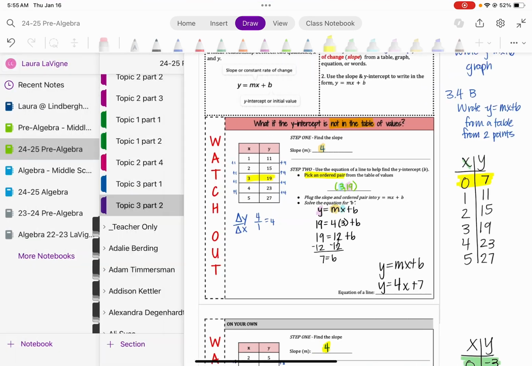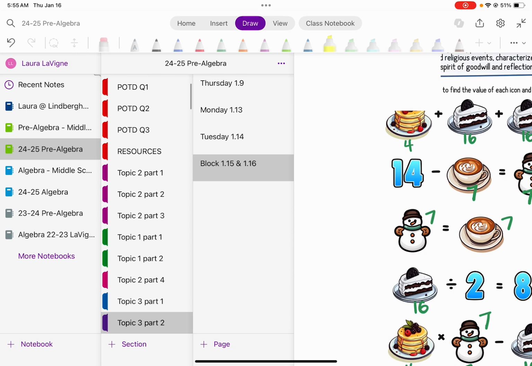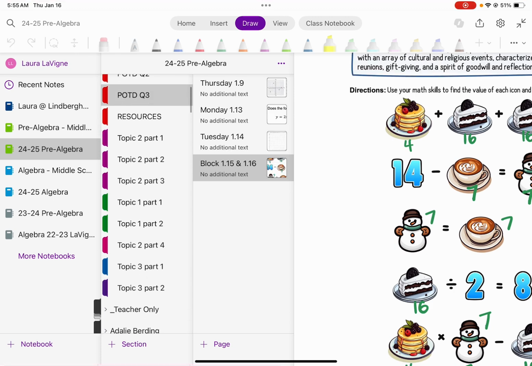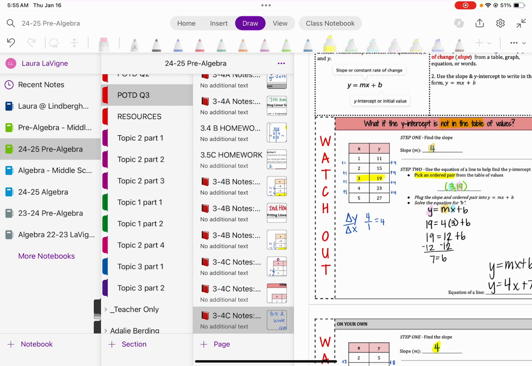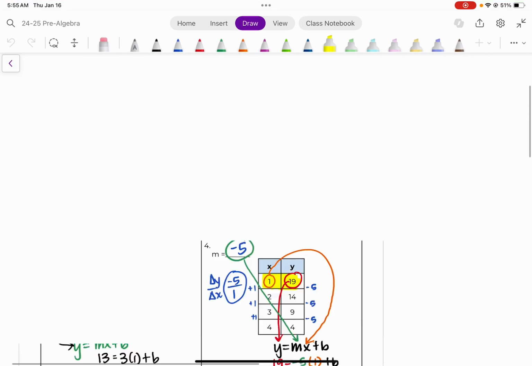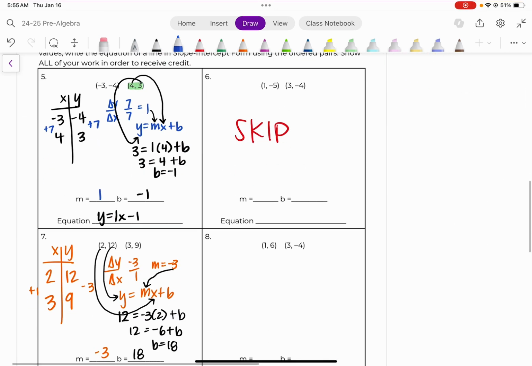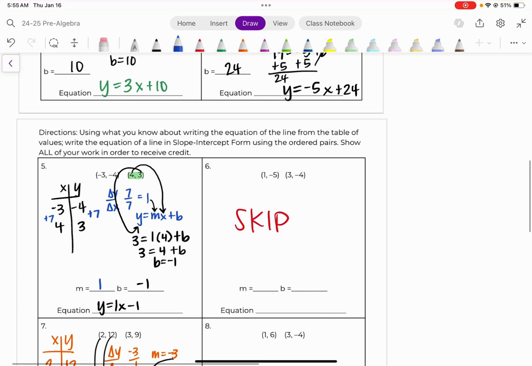Now, for my second hour pre-alg kids, I accidentally sent this assignment. I think I accidentally sent it to the problem of the day, quarter 3, and I accidentally called it 3.5C. It should be 3.4C. So fix that for yourself, 3.4C. And you are going to skip number 6, because this is going to have some decimals in it. So you get to skip number 6.